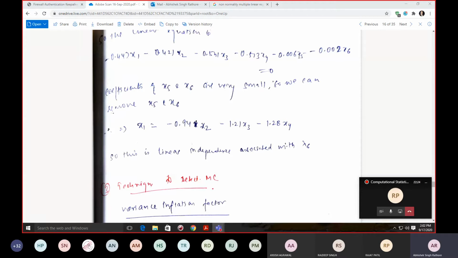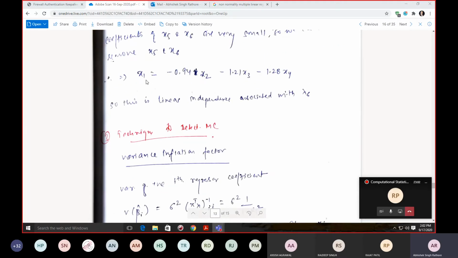And let's say we are considering the values up to two levels of precision, so these are very small values. So I can write the equation like minus 0.447 x1 minus 0.421 x2 minus 0.4541 x3 minus 0.513 x4 is equal to 0. Now I take out these values and divide by them, and I get x1 equals minus 9.41 x2 minus 1.21 x3 minus 128 into x4.